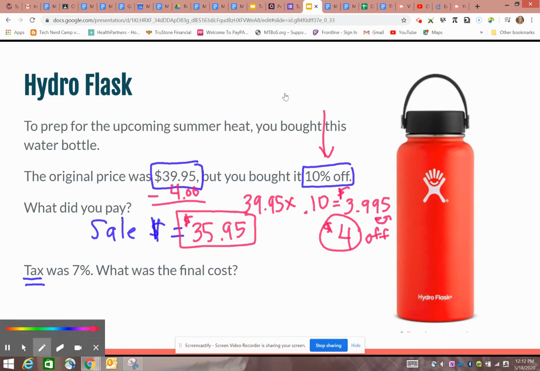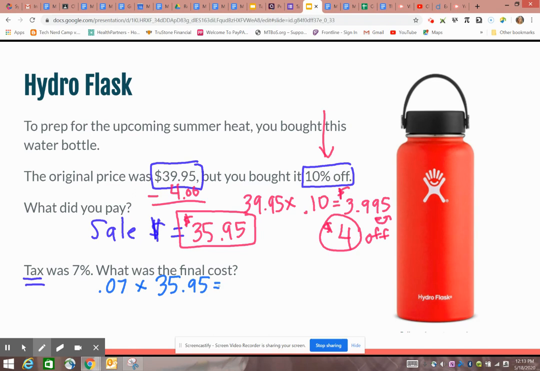So here, I'm coming back and adding on 7%. Again, 7% as a decimal is going to look like this, 0.07. So I'm going to multiply 7 hundredths times my sale price, which is now my new total, $35.95. So go ahead and multiply that out on your calculator. What is 7% of $35.95?